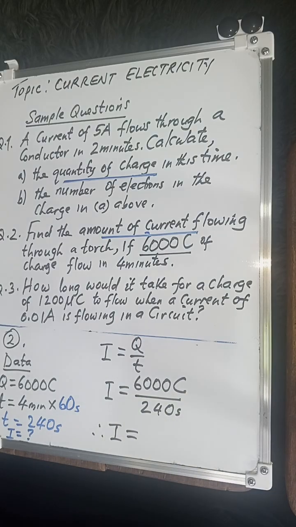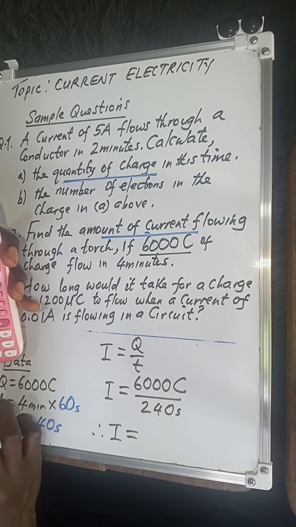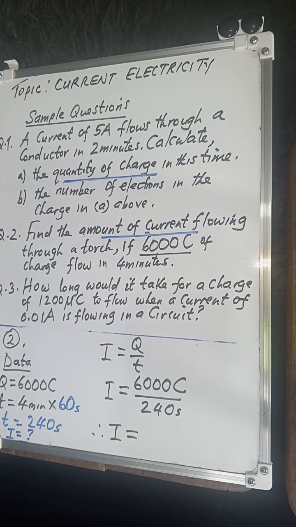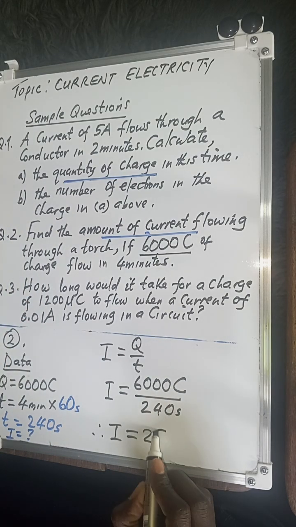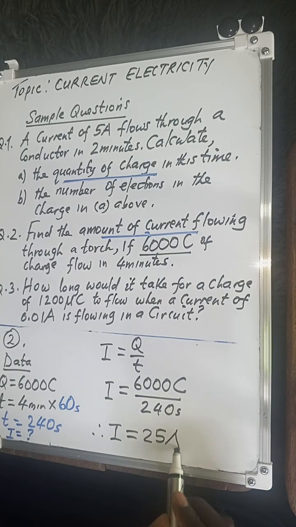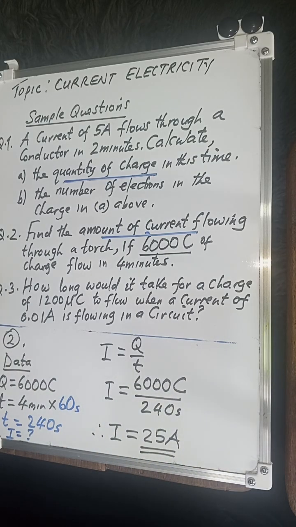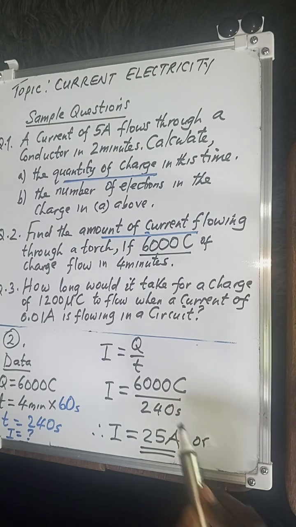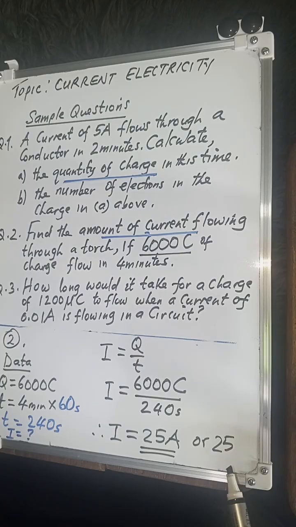Therefore, if you use your calculator, 6,000 divided by 240 is giving me 25. Remember the SI unit is simply amps. Another person might say, okay, fine, I want to express it in coulomb per second. Well, that would have been okay, 25 coulomb per second. That's what we mean, coulomb per second. That could be another way of expressing that. So that's the way you can go about the second question.